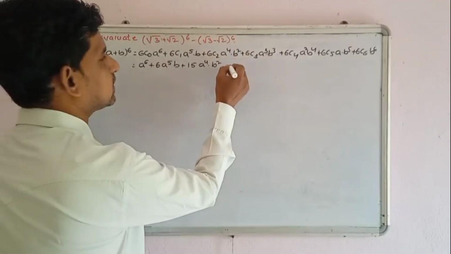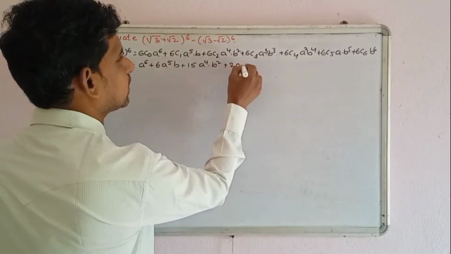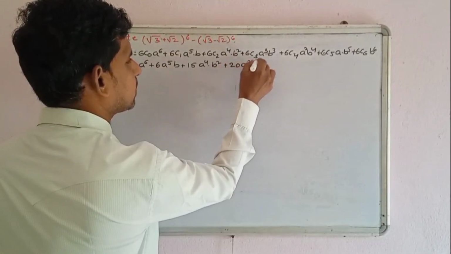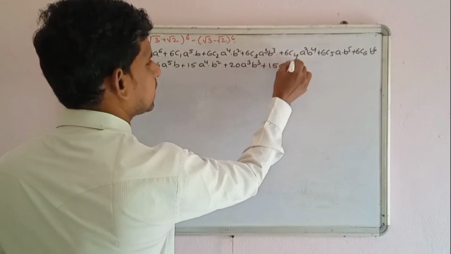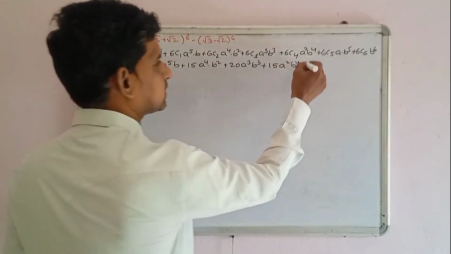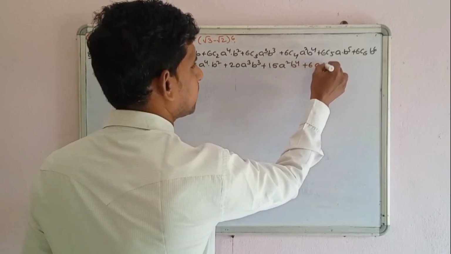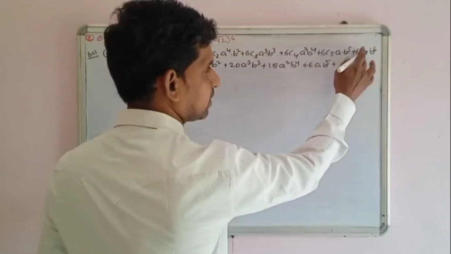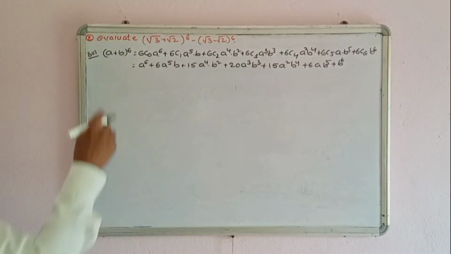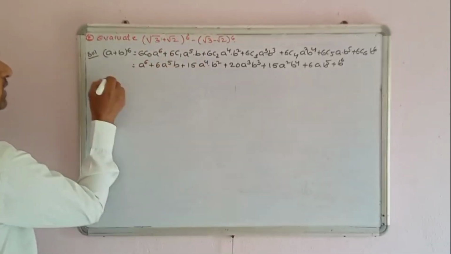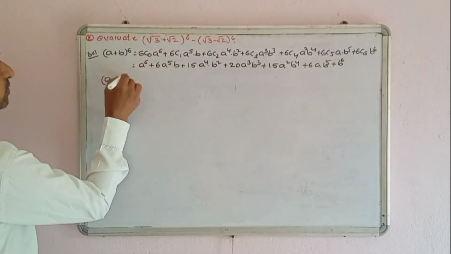Okay, so 6c3 value 20, a cube b cube, plus 6c4, value 15, a square b power 4. 6c5 value 6, a b power 5. 6c6 value 1, 1 times b power 6 is b power 6. Okay, next. See, (a plus b) whole power 6. Next, (a minus b) whole power 6.